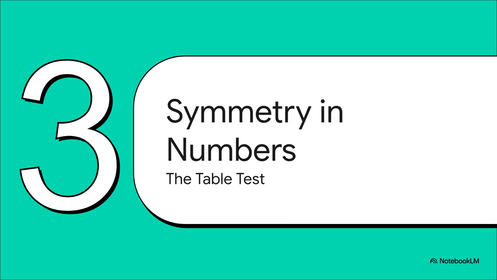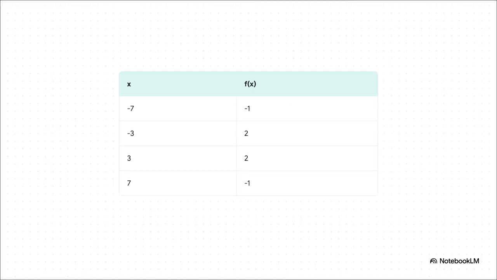All right, so we've got the visual test and the algebraic test down. But guess what? There's one more way to spot symmetry. And this one is all about finding patterns in a simple table of values. For an even function, check out what happens with the outputs for opposite inputs. See here? F of 3 is 2, and f of negative 3 is also 2. Same thing for 7 and negative 7. Whenever the output, the f of x value, is identical for both x and negative x, that's a dead giveaway that the function is even.